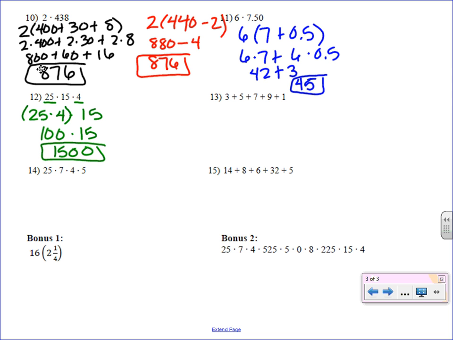Again, reordering in number 13, I see 3, so I'm looking for something that ends in 7. Put those next to each other. I see a 5, but I don't see another 5, so I'm going to save that one till the end. And then I see 9 and 1. Those add up to 10, so I'm going to put those next to each other. And I'll put the 5 at the end. I'm going to group the ones that add to 10s. 3 plus 7 is 10. 9 plus 1 is 10. Plus 5. 10 plus 10 plus 5 is 25.